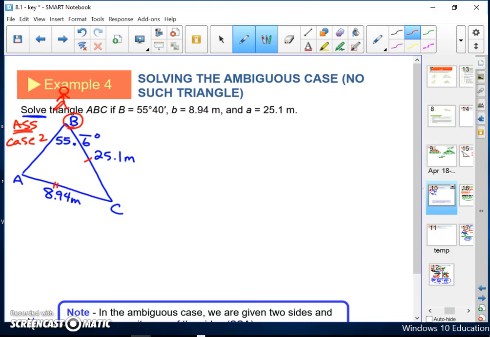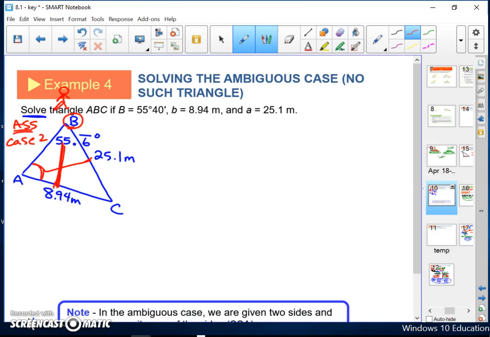The fact that it's the ambiguous case, or case 2, tells me that this might not possibly be a triangle. Maybe this doesn't actually form a triangle. Or it might form a triangle, or I could maybe form 2 triangles. That's why it's ambiguous in this case. It's unclear whether I've got a good triangle drawn or not. So we're going to use law of sines, and we're going to notice the connection between a side and an angle.